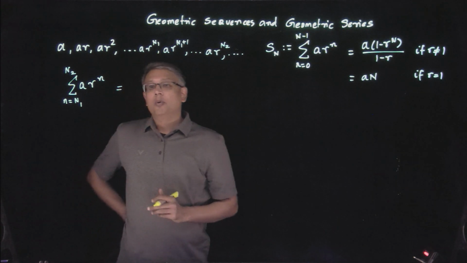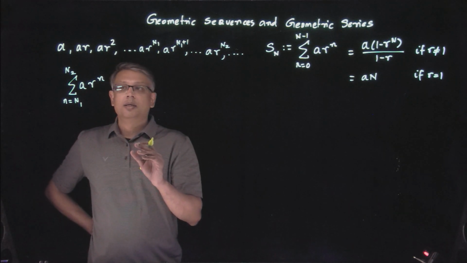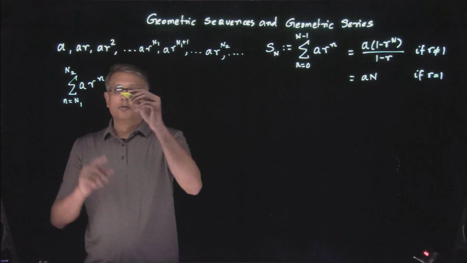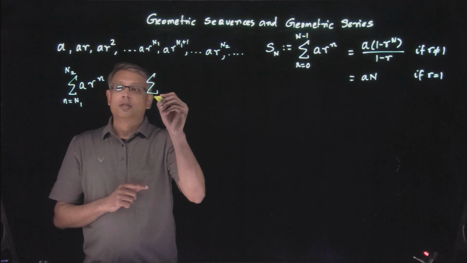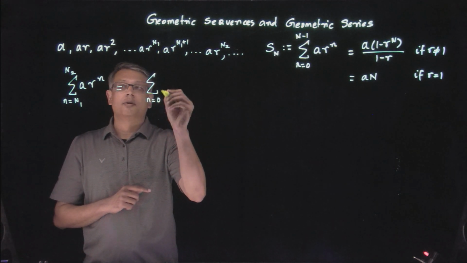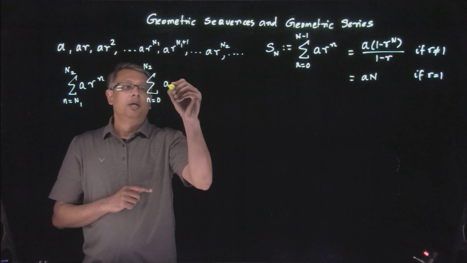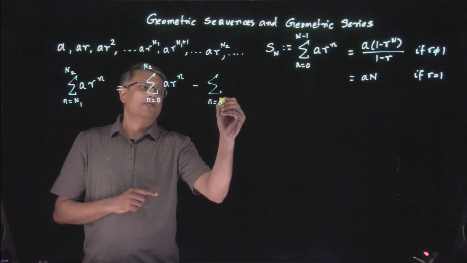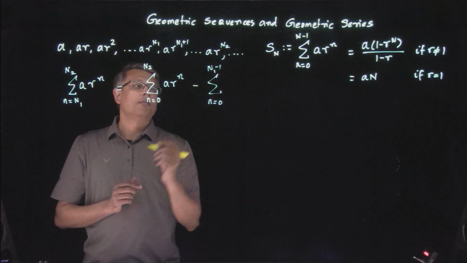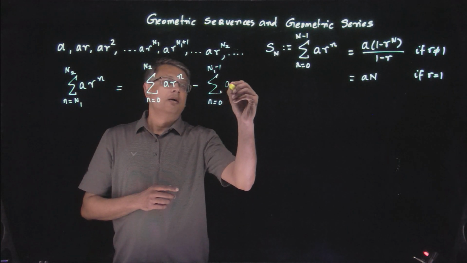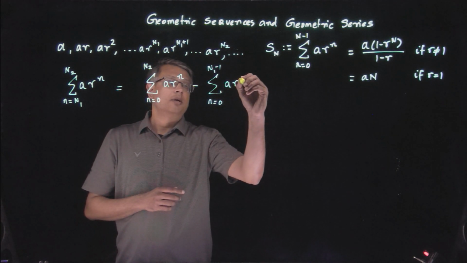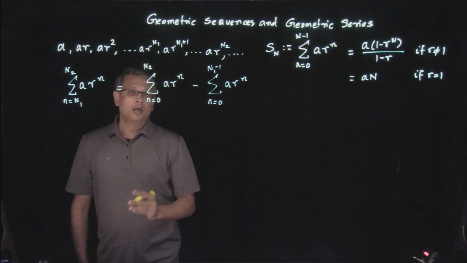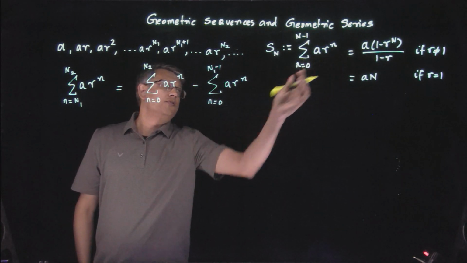So what we can do to derive this formula is, there are a couple of ways to do it. One way is to think of this summation as the summation n starting from 0 to n2 of a times r to the n, minus the summation n starting from 0 but ending at n1 minus 1 of a times r to the n. And for each one of these, we can use this formula.